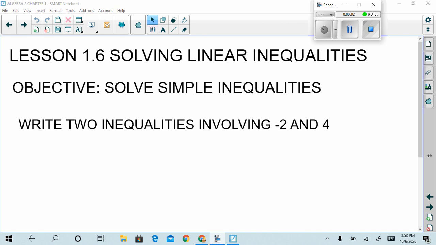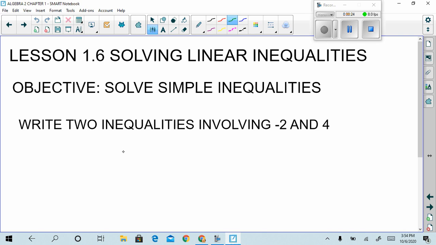Now that we had some practice in solving equations, we're going to be looking at inequalities. We'll start with simple inequalities, and then we'll move on to something called compound inequalities. We'll start off by writing a comparison. We're going to use the inequality symbols, and we want to write two inequalities that involve -2 and 4.